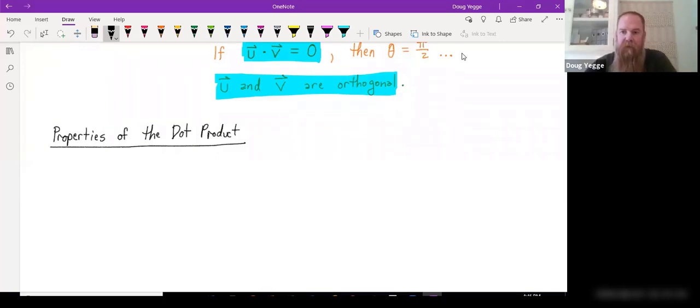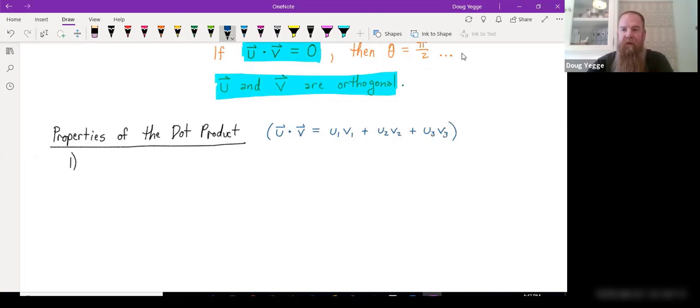Now that we have a definition of the dot product, we can learn a few properties that the dot product holds. The first one that should be pretty obvious is, and before we do so, maybe I should remind you that the dot product is simply equal to the product of the x components of the two vectors plus the product of the y components plus the product of the z components.